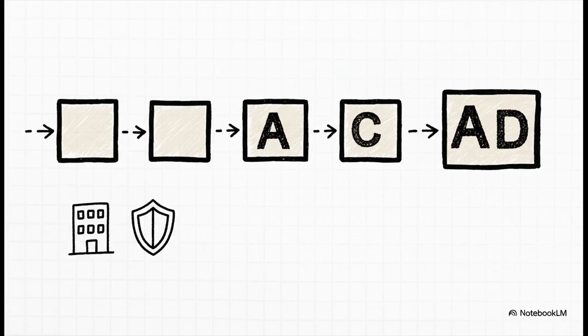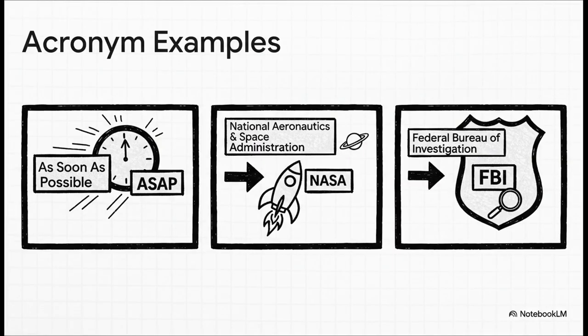Our second core method is the acronym. Now, what's important here is that an acronym is a specific type of abbreviation formed from the initial letter of each word in a phrase, or very commonly in the name of an organization. For example, as soon as possible becomes ASAP. The multi-word names of organizations, like the National Aeronautics and Space Administration or the Federal Bureau of Investigation, are shortened to NASA and FBI, respectively.